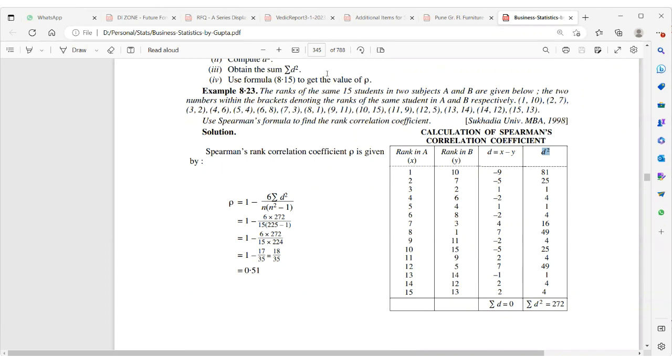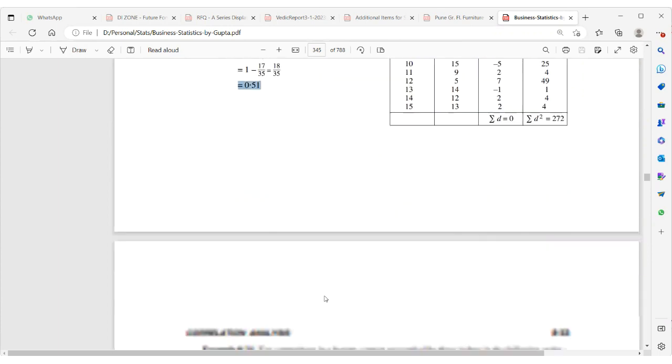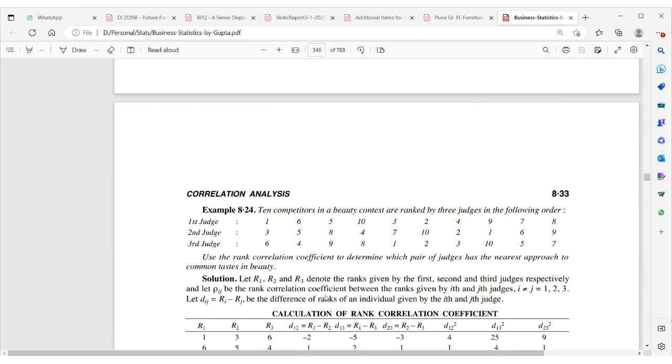So d square comes to be 272. Put in this formula, it comes to be 0.51. This is the rank correlation. Fine. Right.